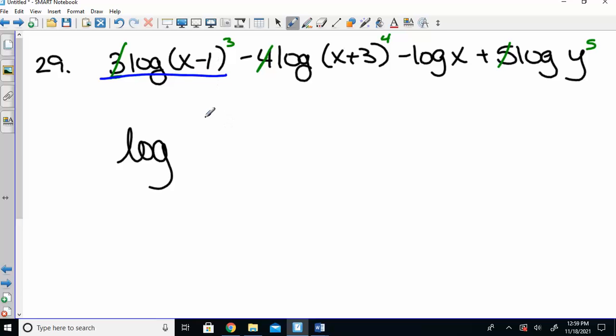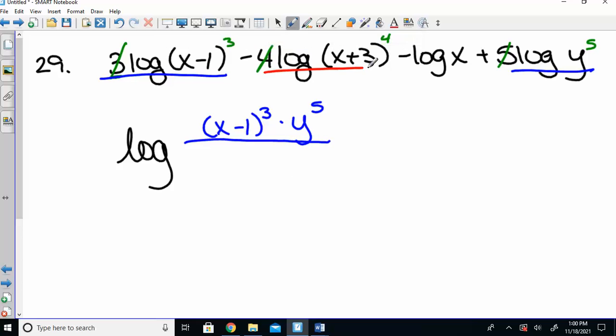Anything that's positive will go on top of our fraction. So if I'm looking, this one was a positive 3 in front, so I'm going to have an x minus 1 cubed in front. This one's a positive, so my y to the fifth will be on top. Anything with a negative coefficient will go on the bottom. So we're going to have the x plus 3 to the 4th and the x on the bottom. You could put the x in front of that or behind it. Either way is fine.